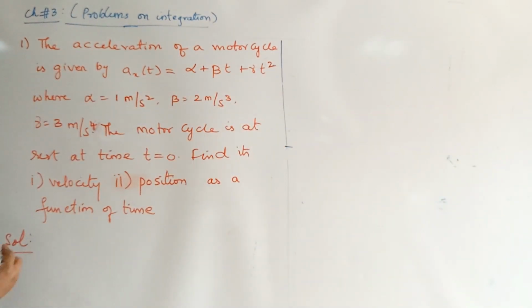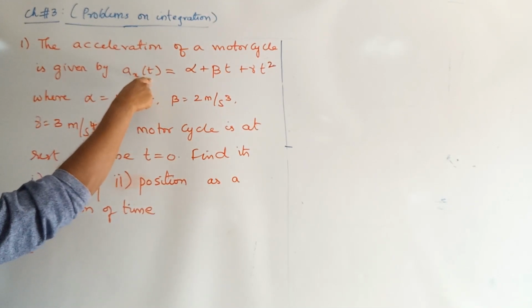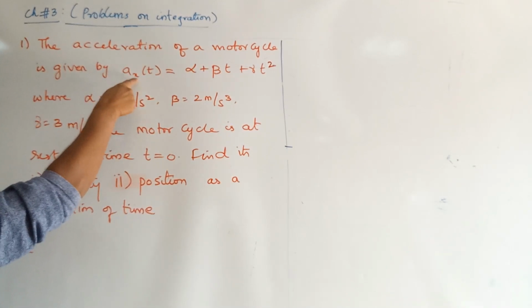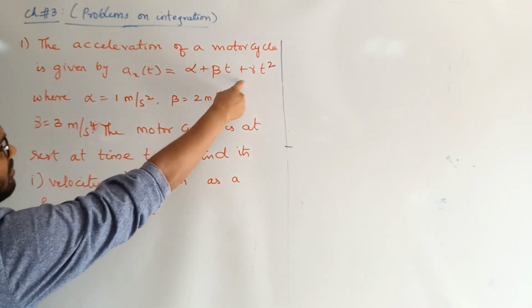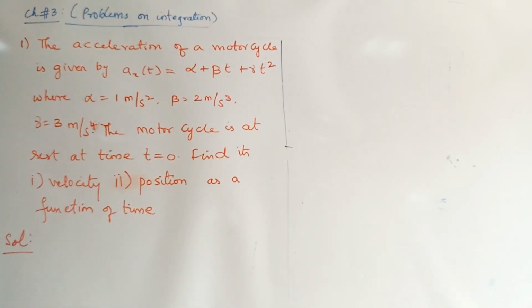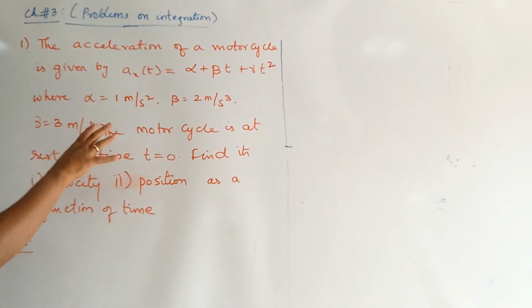Let us now try to understand the solution of this one. The acceleration equation of a motorcycle is given by ax of t. What is ax of t? Acceleration is taking place along the x direction, which is varying as a function of time. It is given by alpha plus beta t plus gamma t square, where alpha is 1 meter per second square, beta is 2 meters per second cube, and gamma is 3 meters per second power 4. These three values are given. The motorcycle is at rest at time t equals 0. We use this data to solve this. Find position and velocity as a function of time.